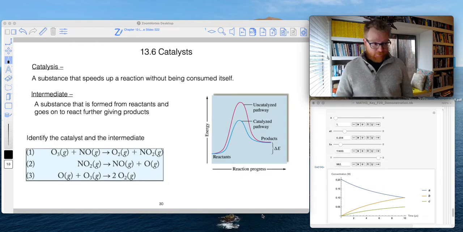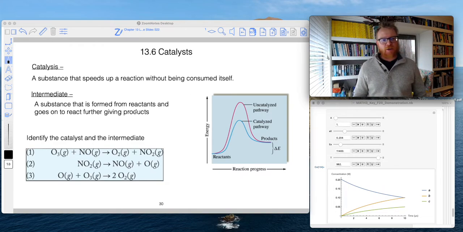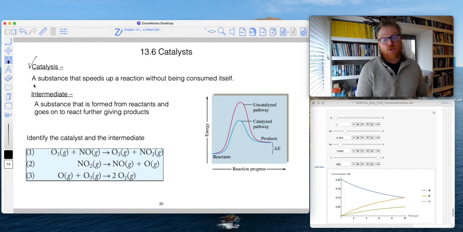Continuing along. So we're getting near the end here with this section. So let's talk about catalysts and let's continue talking about intermediates a little bit more. A catalyst, you've probably heard of this before. It's quite a common term.